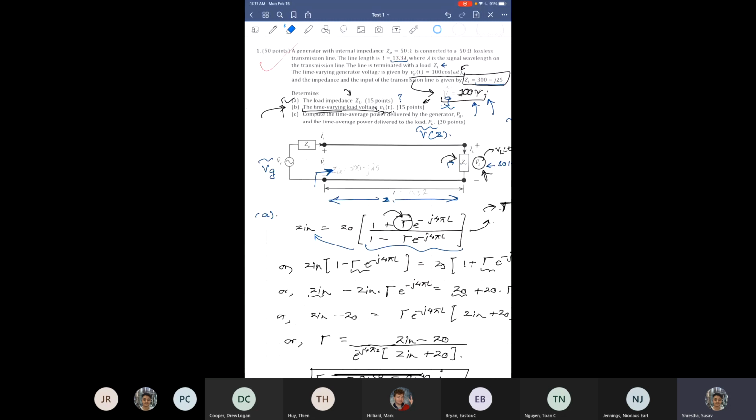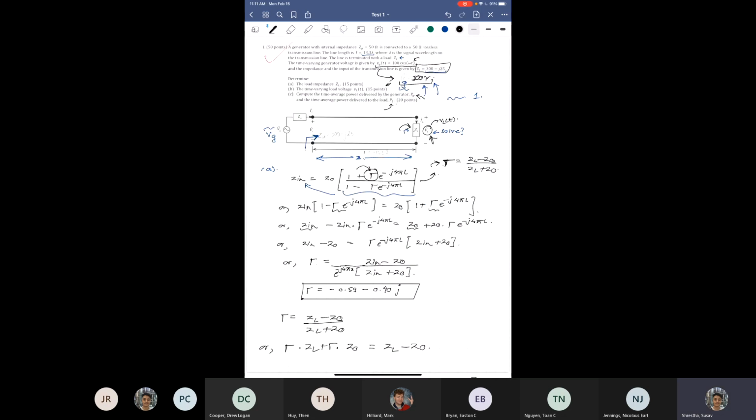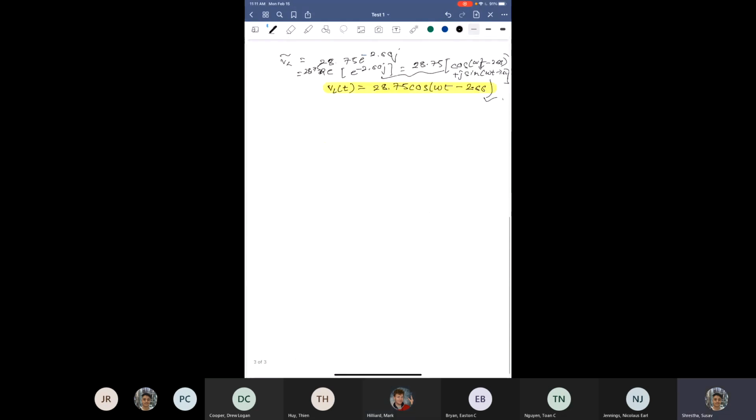Finally, our last questions ask us to compute the time average power delivered by the generator PG and the time average power delivered to the load PL. So do you all know how to solve this problem? Mostly, it's like power is 1/2 the absolute value of something squared, just depending on what you're looking for. Correct. That is correct.